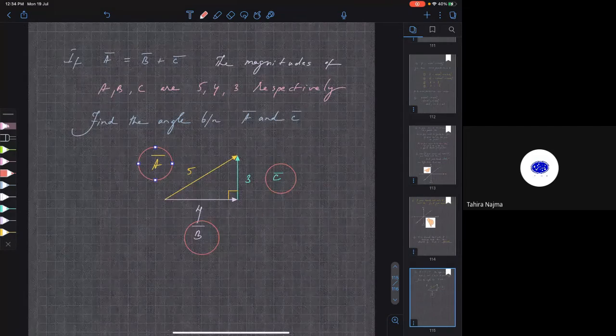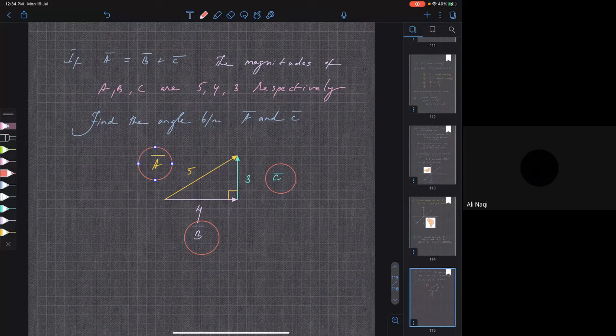See, are you understanding? Sir, can we use tan inverse of B sin theta upon A plus B cos theta? No, you don't have to. If you have vectors in the form of I cap, J cap, K cap, then you can use that formula. Here you cannot use that formula.